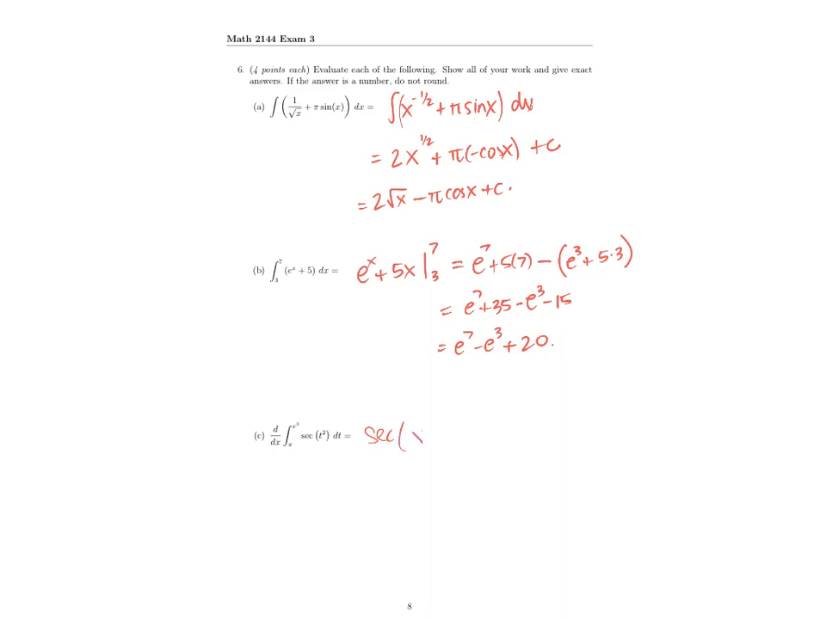of x cubed squared, and then times the derivative of the inside function, which in this case is x cubed, so that's 3x squared. So this is secant of x to the 6th times 3x squared. So it's just going to be a chain rule problem.